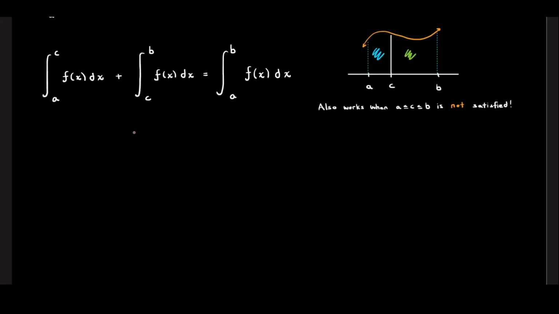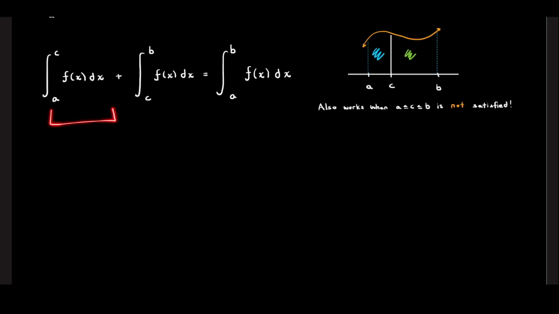The next property is the additivity of adjacent intervals. So let's say you have the integral from a to c plus the integral from c to b. So a to c and c to b are your adjacent intervals. Then you can write this as a single definite integral from a to b of f of x dx. In terms of a diagram, here's what's going on.